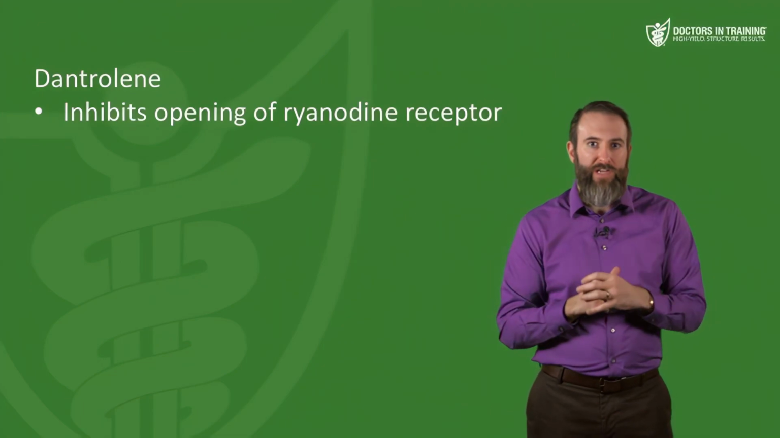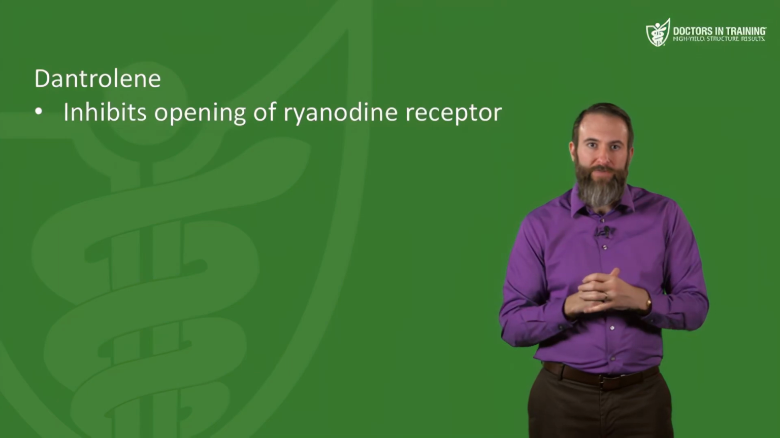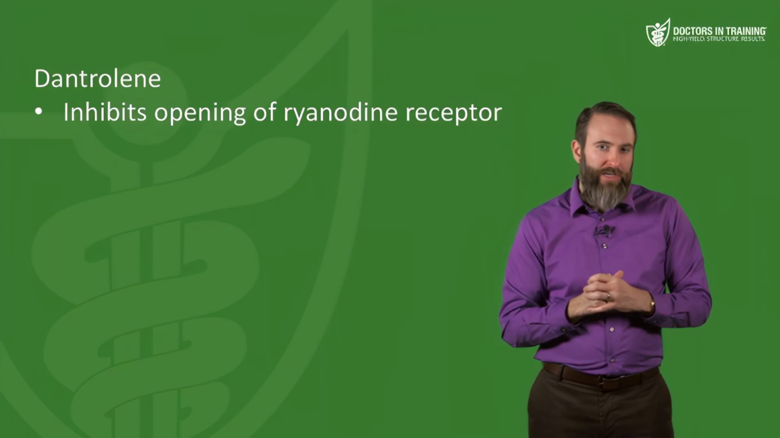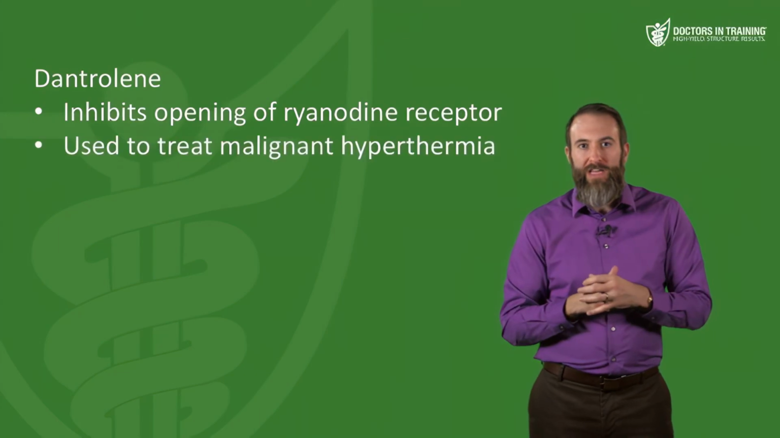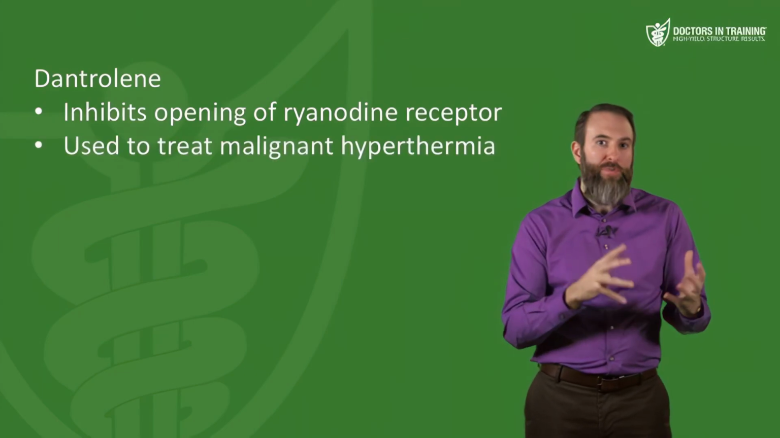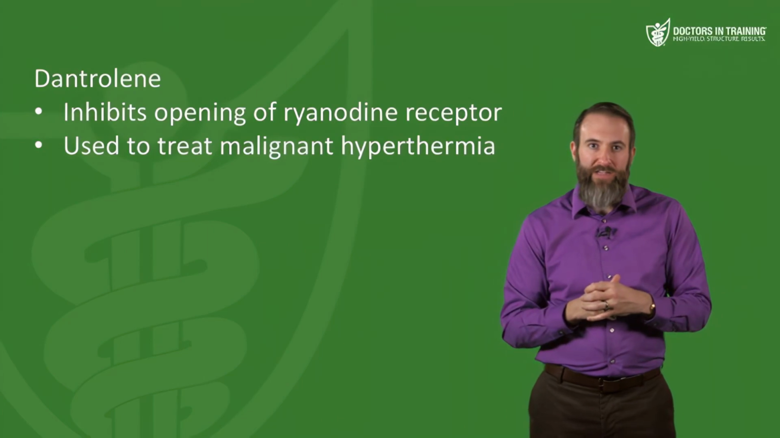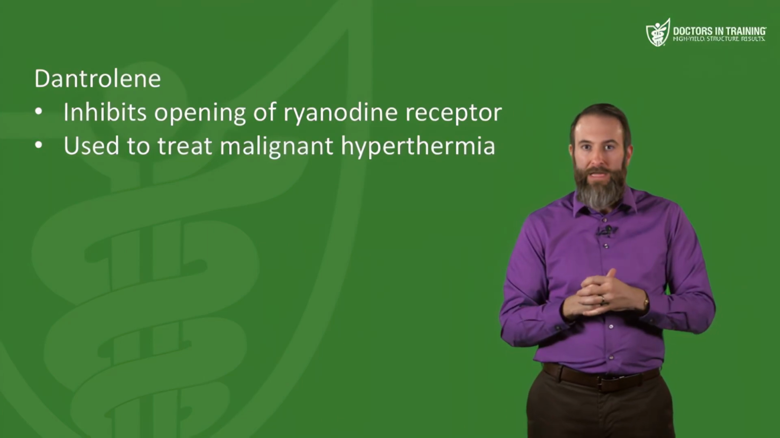Okay, so going back to what induced the calcium to come out of the sarcoplasmic reticulum, that was the ryanodine receptor. Now I want to focus on that for just a second because there's a specific drug that inhibits the opening of the ryanodine receptor, and that drug is dantrolene. Dantrolene is a drug that's used in the treatment of malignant hyperthermia. One way to get malignant hyperthermia is by the co-administration of inhaled anesthetics with succinylcholine as a paralyzing agent.